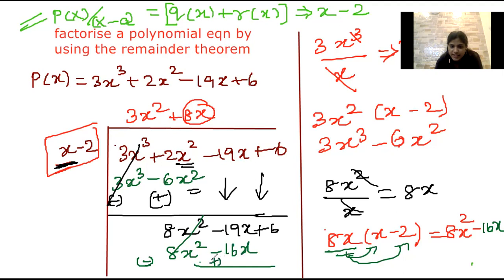So I'm changing the sign, right? This plus will become minus, this minus will become plus. After changing this sign, this positive 8x square and negative 8x square will get cancelled out and I'll be left with these. So 19x plus 16x can be written as negative 3x. Just write the plus 6 as it is.